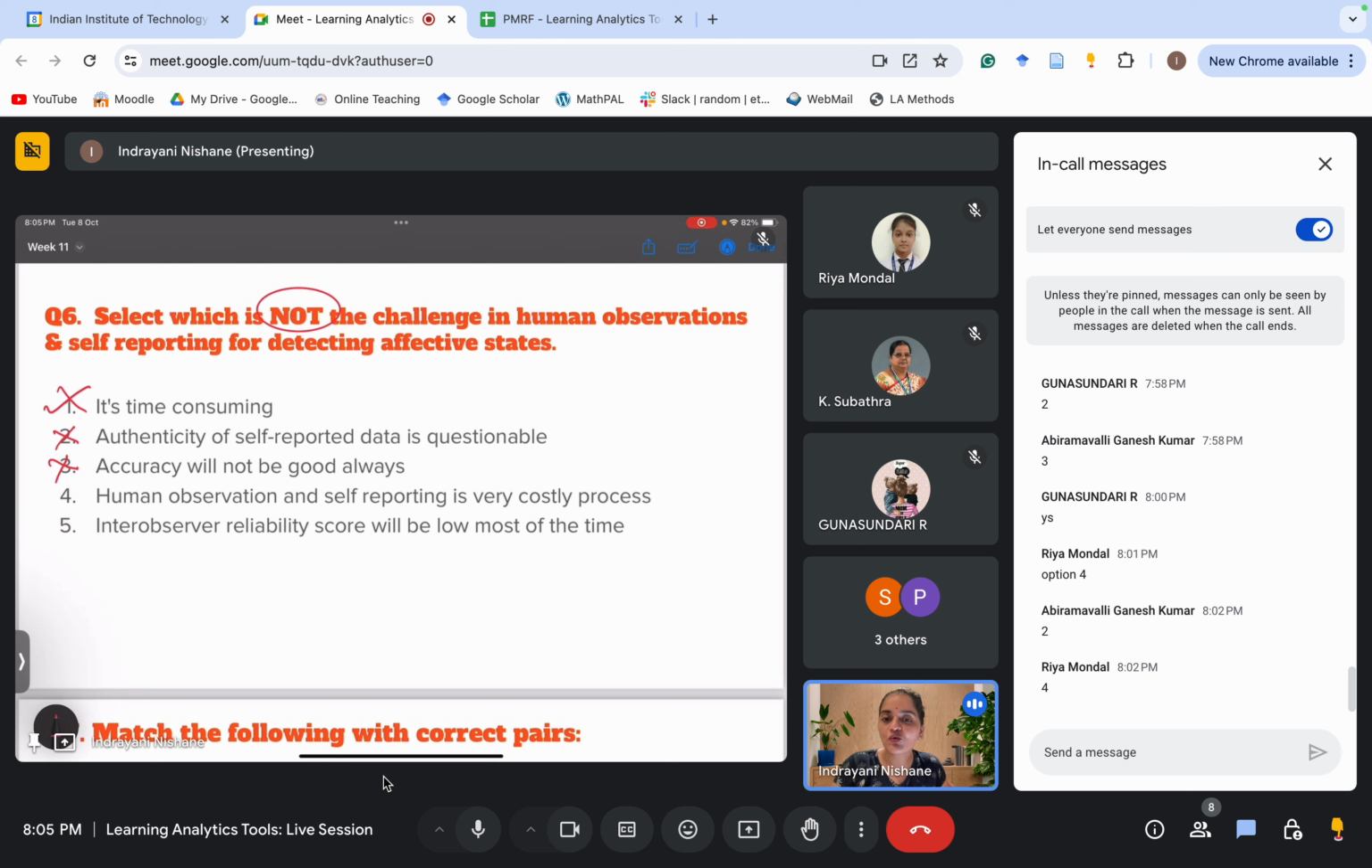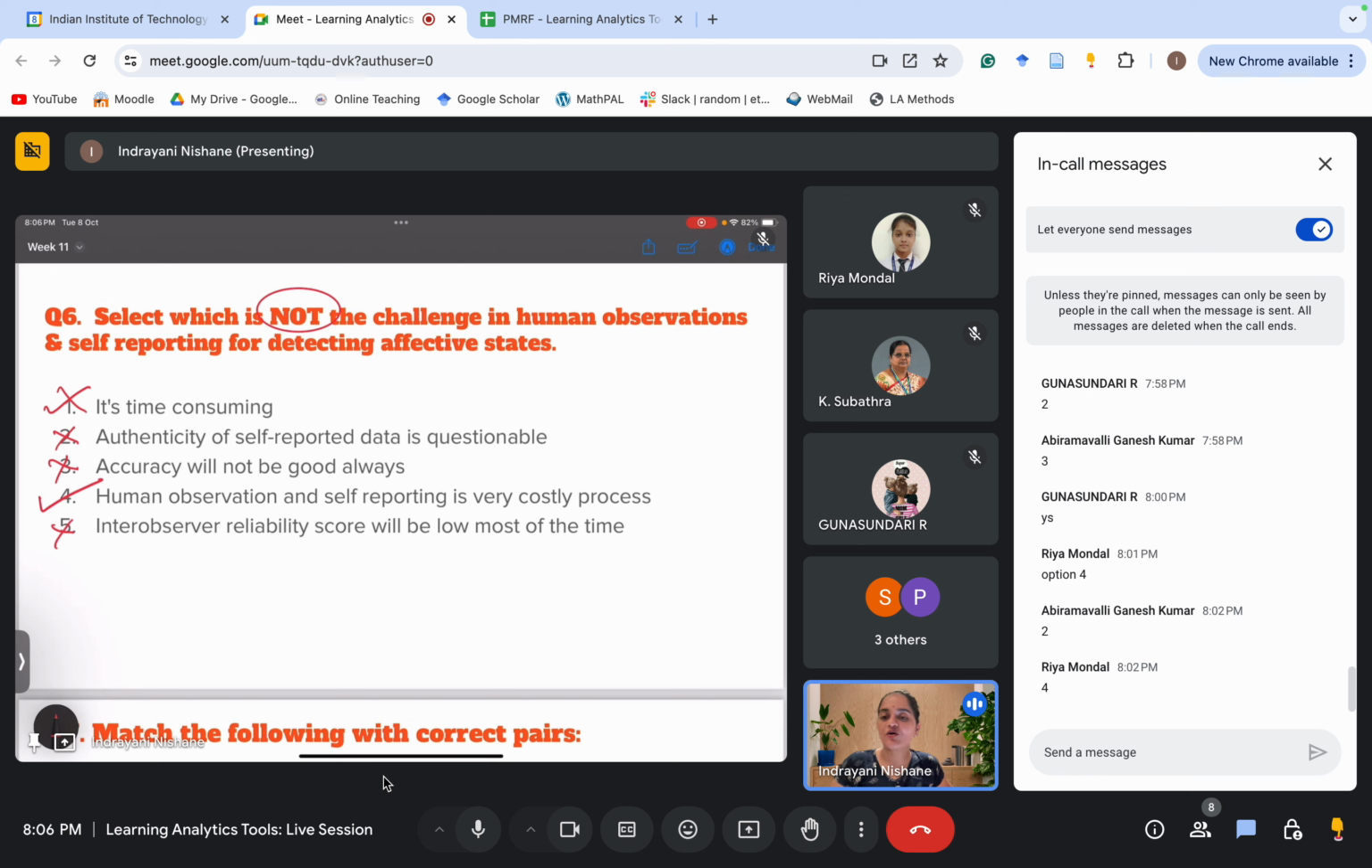Inter observer reliability score will be low most of the time. Yes, the chances of agreement between multiple human observers that this set of expressions is associated with only this one emotion is not always going to happen. So inter observer reliability or inter rater reliability is very difficult to achieve. There is no 100% inter rater reliability. The standard in research is that if inter rater reliability is 0.7 or 70%, meaning multiple observers agree 70% of the time, then it is acceptable. So of course option 5 is also a challenge.